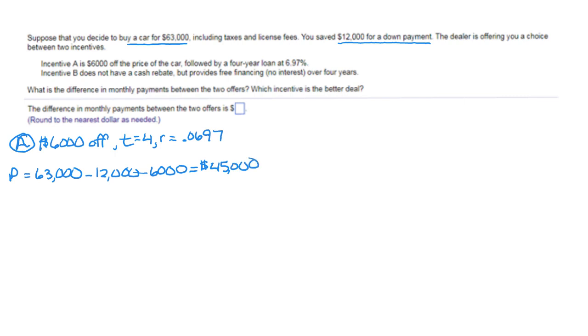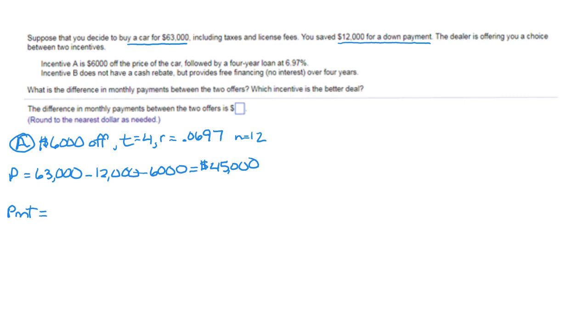All right, so we have our P, we have T, we have R. We're doing monthly payment amounts. So N is going to be 12 for monthly payments. And we're going to go find our payment amount using the payment formula.